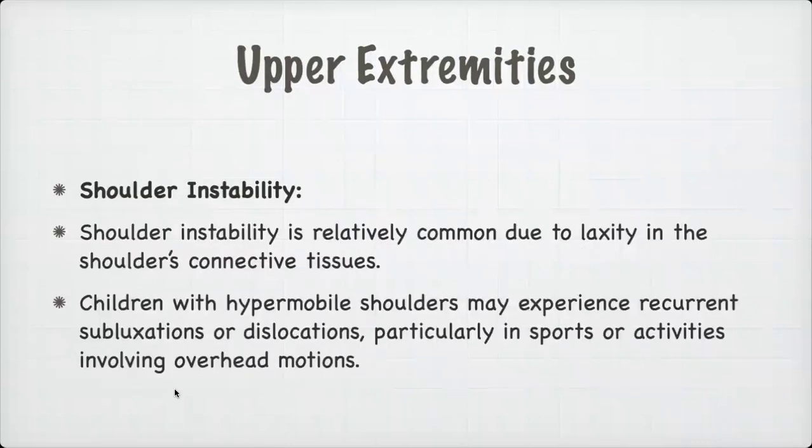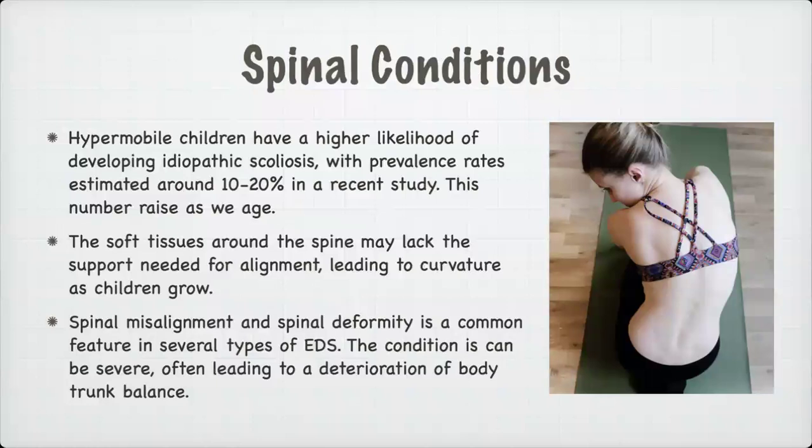In the upper extremities, what's super common is shoulder instability. Children with hypermobile shoulders may experience recurrent subluxations or dislocations, particularly those who are playing sports and activities with overhead motion. Now, spinal conditions. This is my area of expertise as a Schroth therapist, working for over 15 years with pediatric and adult populations with spinal conditions. So hypermobile children have a higher likelihood of developing idiopathic scoliosis, with a prevalence rate of 10 to 20%. This is a recent study, and it was a teeny tiny micro study.